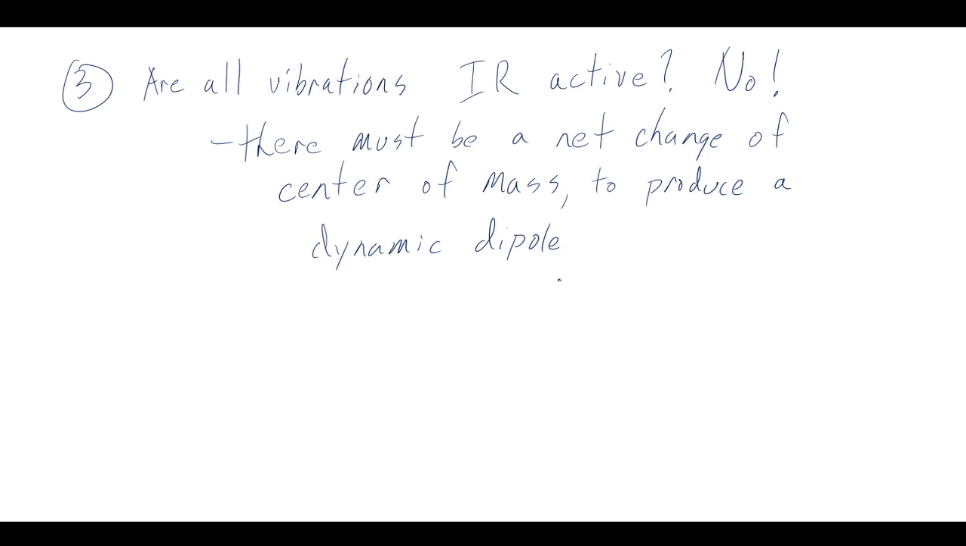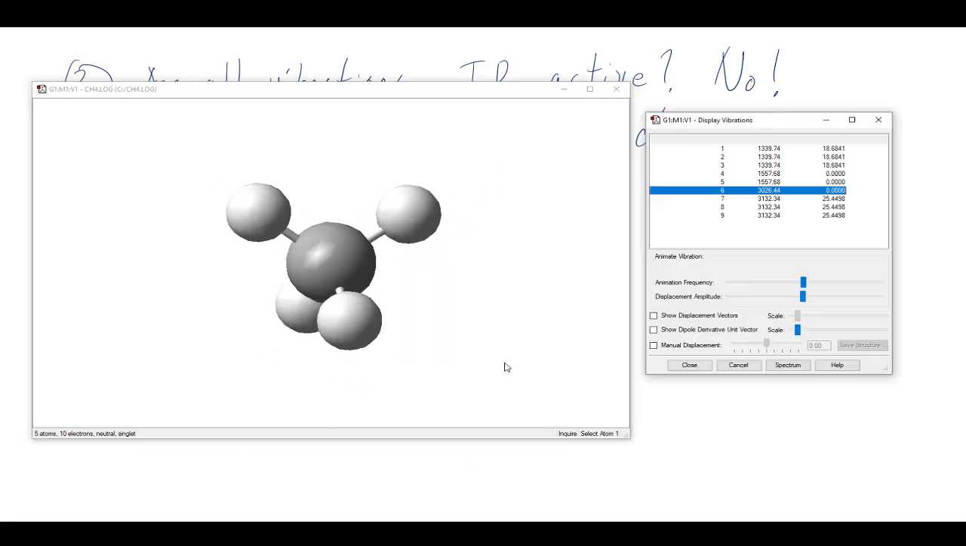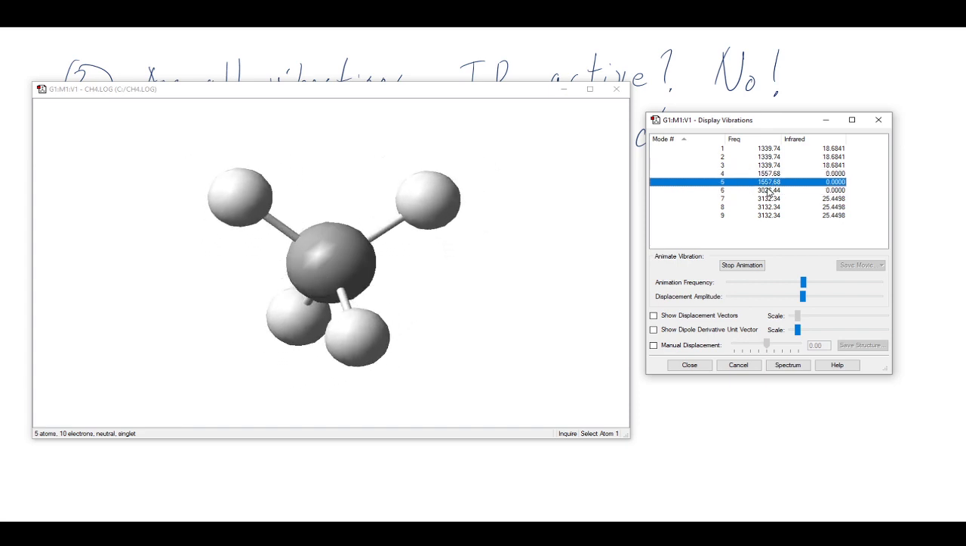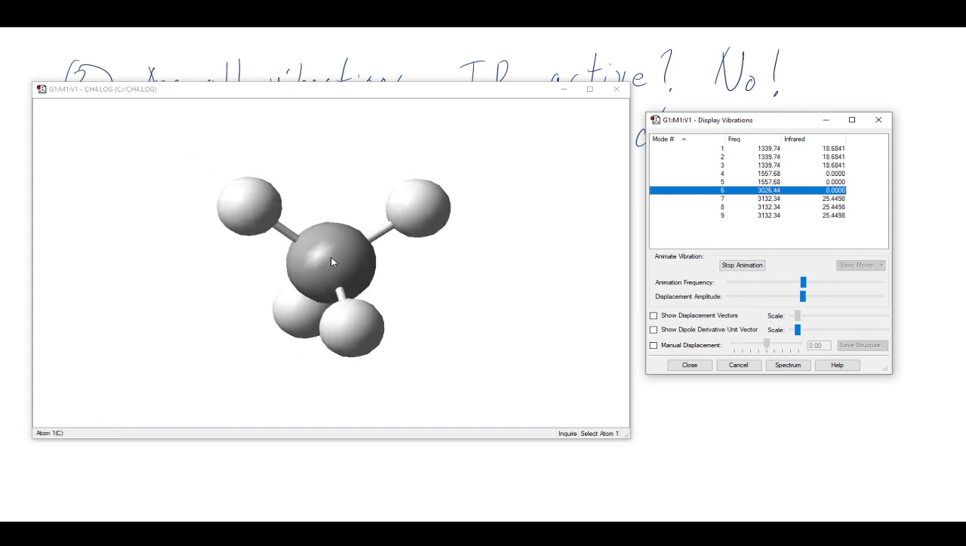Same thing for methane here. There's types of vibrations that we were looking at here, some of which have no net change in the dipole and the dynamic dipole, and so won't be IR active. And so we actually don't expect a peak for that, because none of those produce a net change in the center of mass.